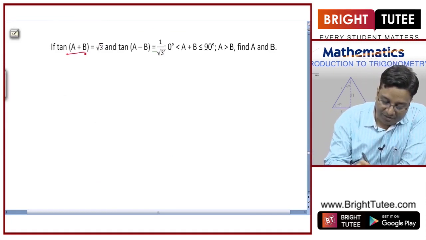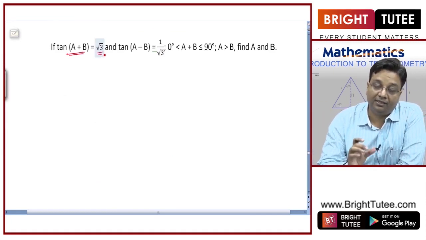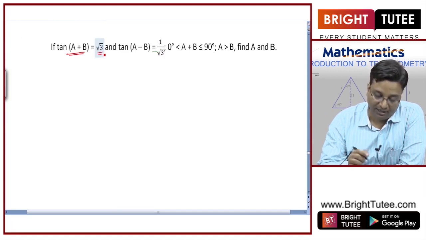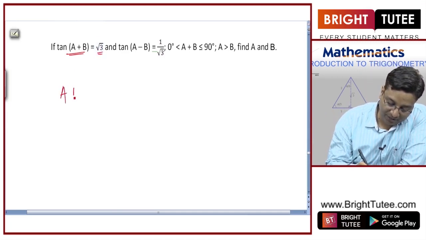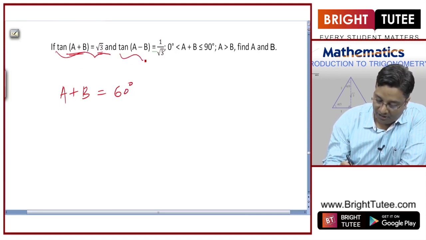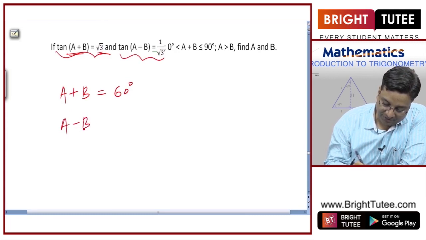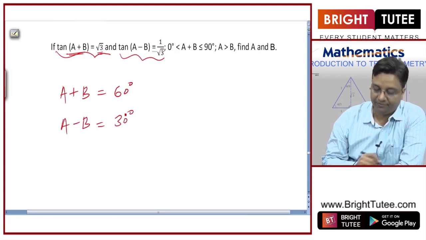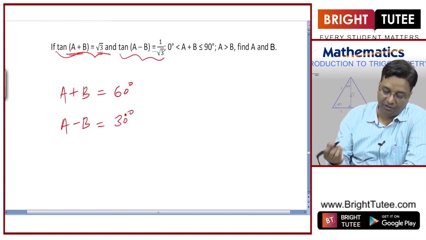If tan(a plus b) is equal to root 3, when does tan give root 3? At 60 degrees. So a plus b is equal to 60 degrees. From this we obtained this. From this we can say a minus b is equal to 30 degrees, right? And we need to find a and b.